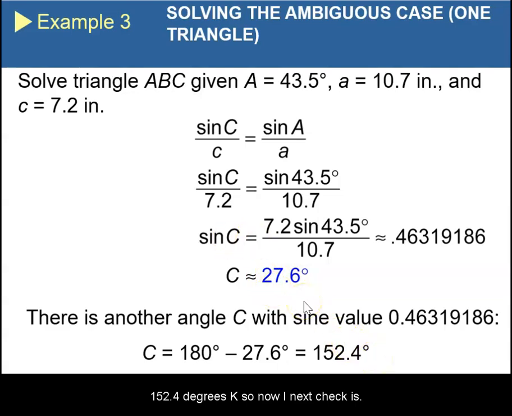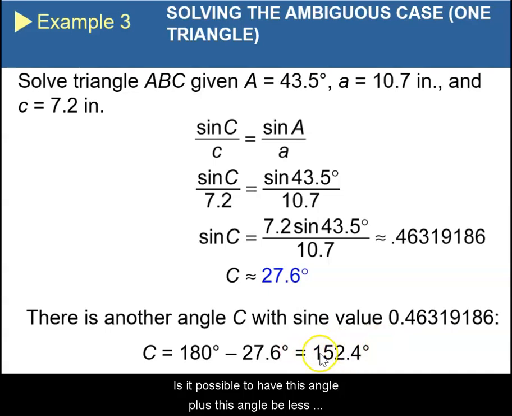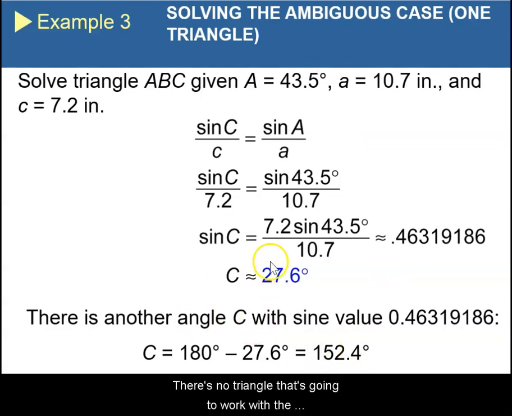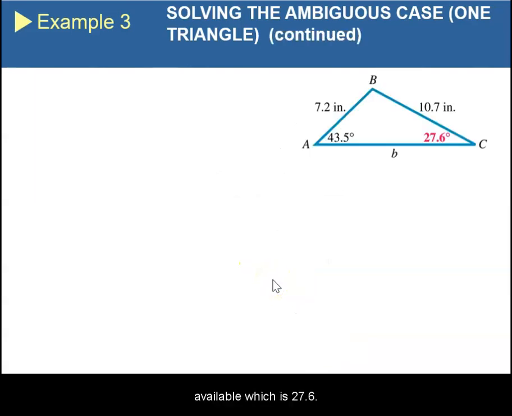So now our next check is whether it's possible to have this angle plus this angle be less than 180. From a quick check, you can see that that's not possible. We're going to have 150 plus 40, which is already 190. There's too much. So there's no triangle that's going to work with the supplemental angle. That means we only have one option available, which is the 27.6.